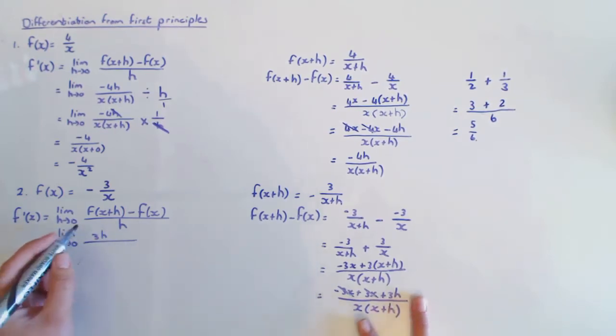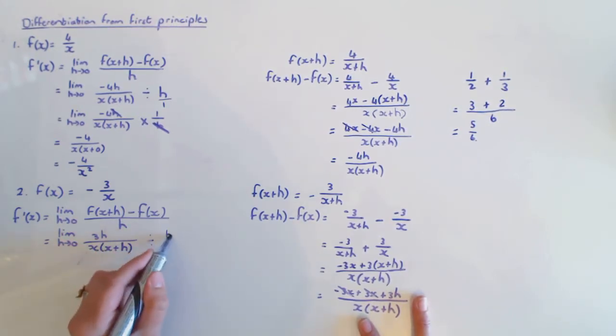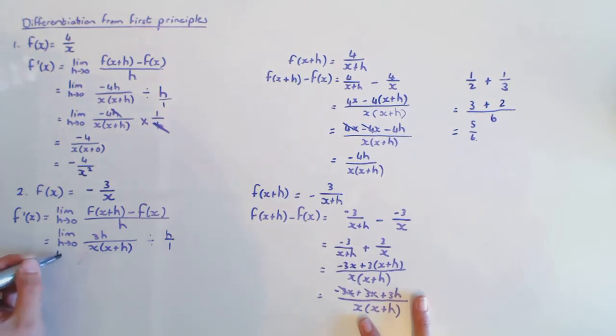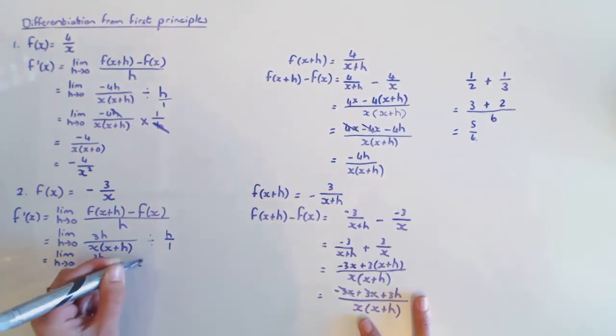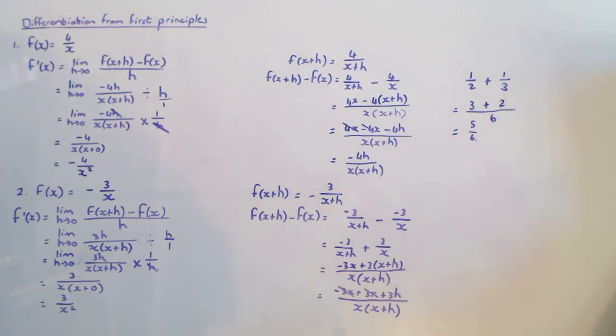positive 3h over x plus h, and yet again I'm just going to write divided by h instead of doing over h, which then obviously becomes times 1 over h, and then the h's can cancel, and now I don't have a problem anymore, so I can substitute the 0 in. Then this becomes 3 over x plus 0, which is just x again, and then this is 3 over x squared. Right, so this is the hyperbolic differentiation from first principles. I think this is the trickiest one, but it's not impossible.